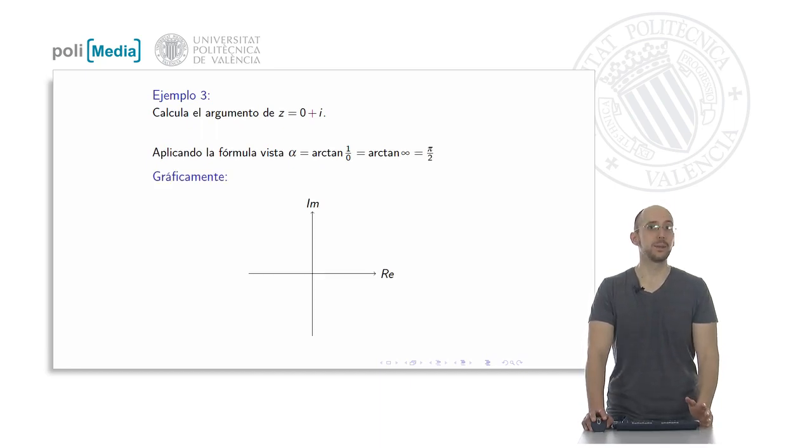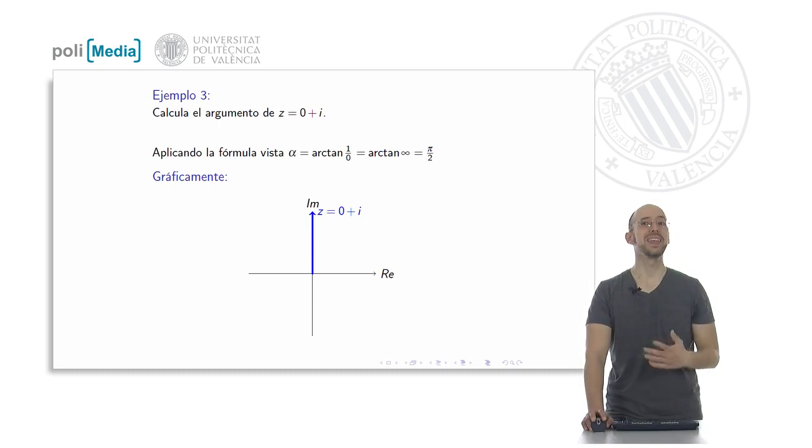Well, if we draw it, it is much easier to see what the argument is directly on the graph than to calculate it. Notice where the complex number is located. It is 0 plus i. That is, it is 0 units on the real axis, 1 unit on the imaginary axis. What angle does it make with respect to the real axis? 90 degrees, but we're always going to treat it in radians, so we'll say it's pi halves.